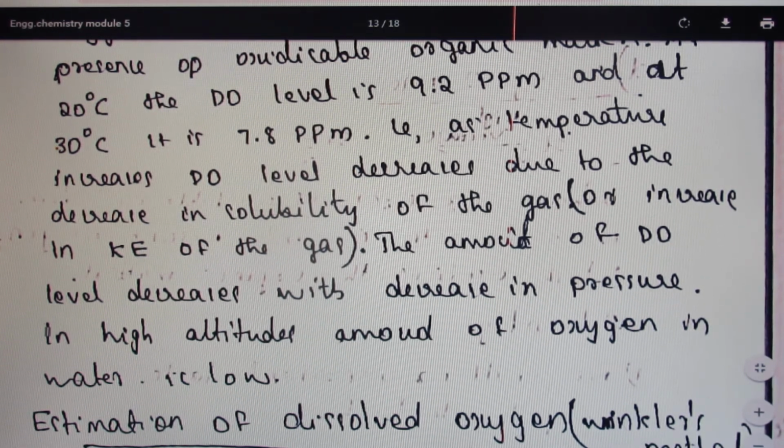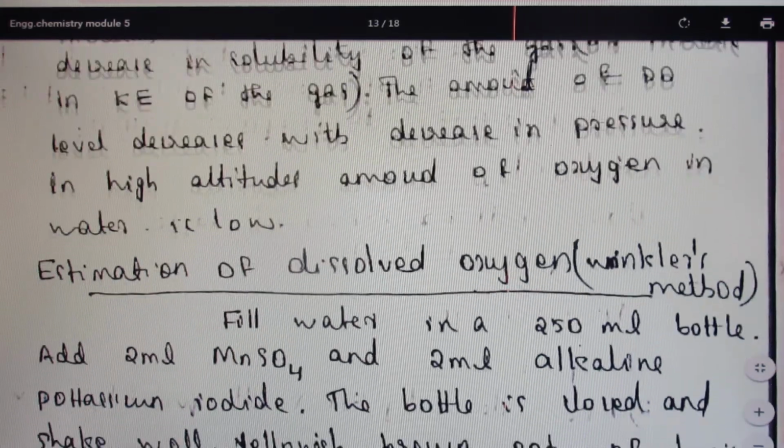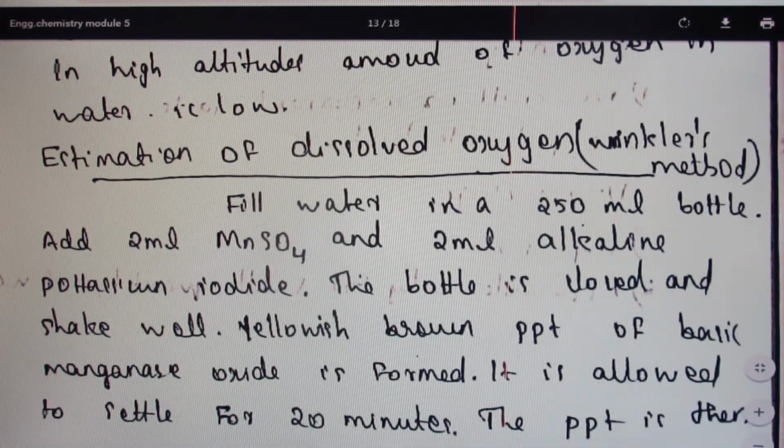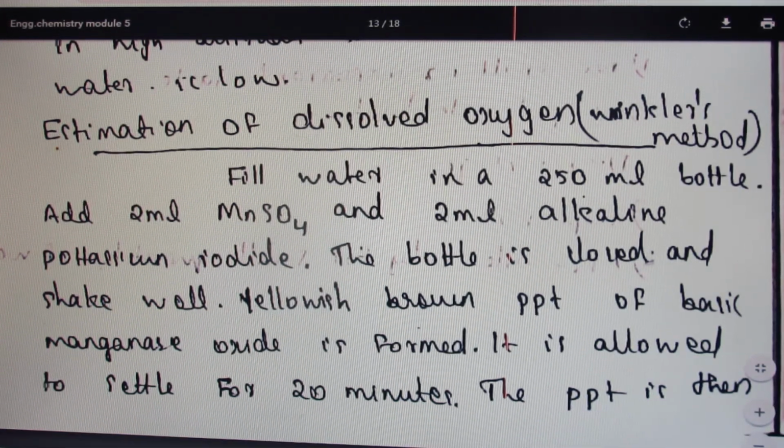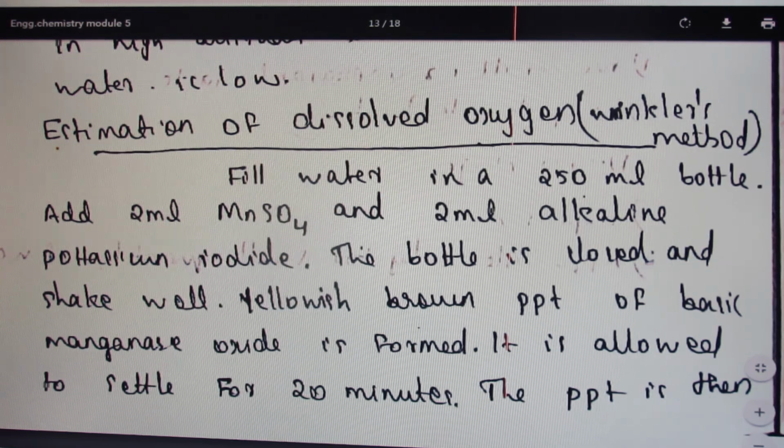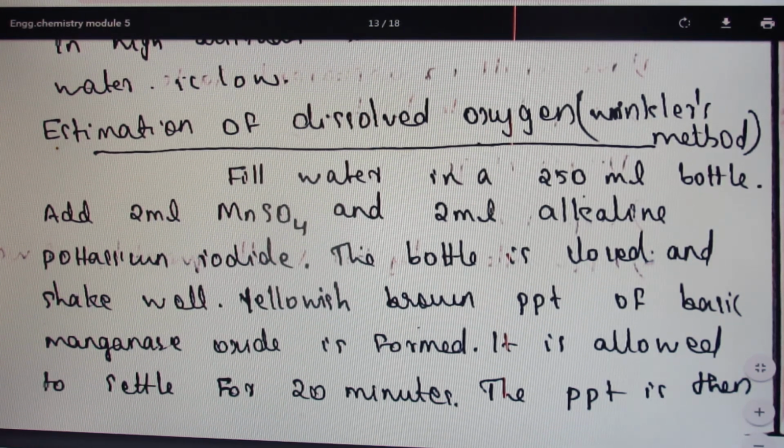Then how can we estimate dissolved oxygen? We already did the experiment in the lab. The method used is called Winkler's method. Estimation of dissolved oxygen can be done with the help of Winkler's method.